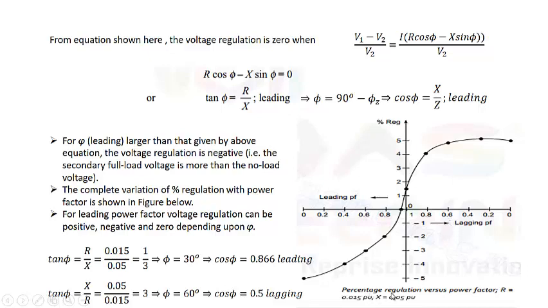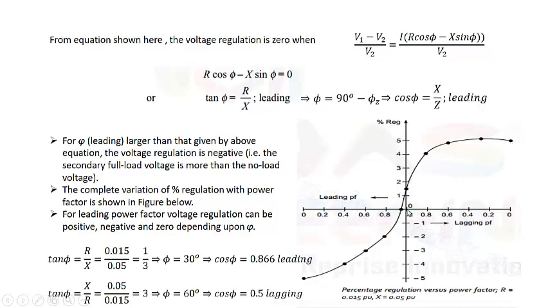In this case, percentage regulation versus R is given to be 0.015 per unit and X is 0.05 per unit. You can see from power factor unity up to power factor 0, angle is equal to 0 to 90 degrees. Lagging power factor, the variation will be like this, and it will be always positive.